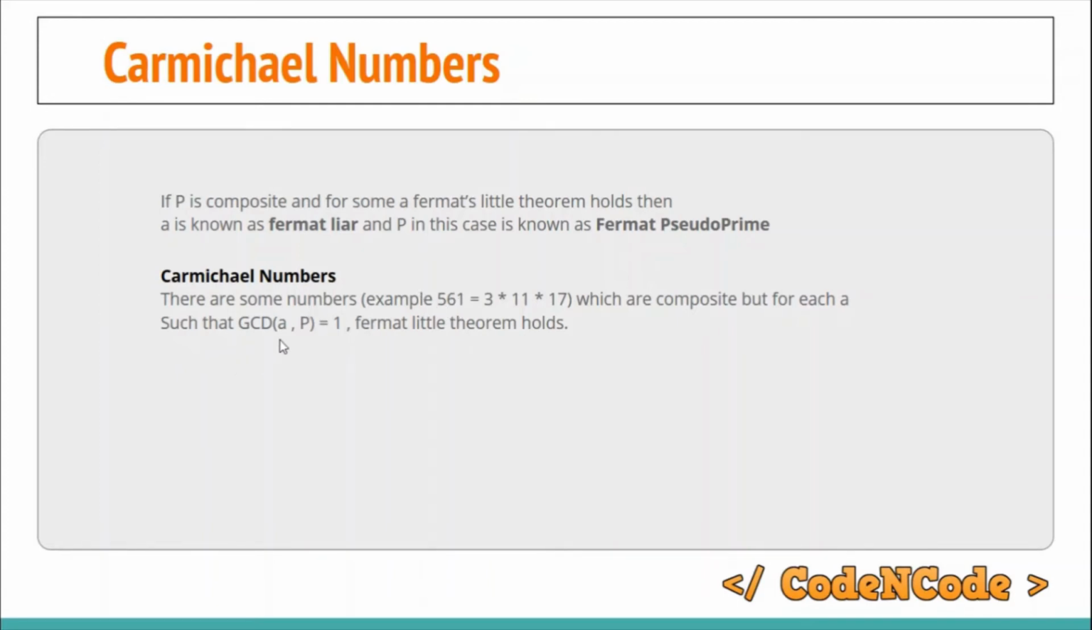For each base a that you choose which is co-prime with p, Fermat's little theorem holds. Basically, any base you can choose which is co-prime to p will result in Fermat's little theorem holding, and that is why each time you run Fermat's test, in each iteration it is going to result in 1 if the chosen base is actually co-prime with p.